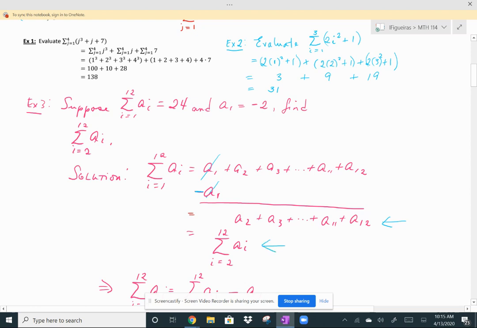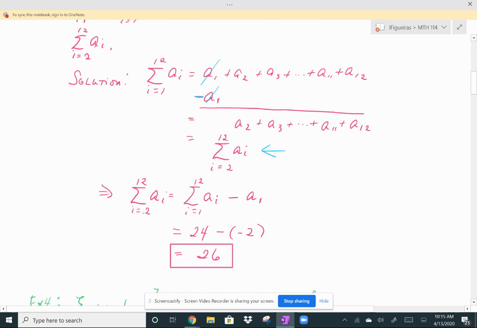That's the sum as i goes from 2 to 12 of a sub i, which is actually what I'm looking for. So the sum as i goes from 2 to 12 of a sub i is equal to the sum as i goes from 1 to 12 of a sub i minus a sub 1. Now we know the values here on the right, so I'm just going to plug it in on the next line. So I get 24 minus -2, and that gives me a value of 26.